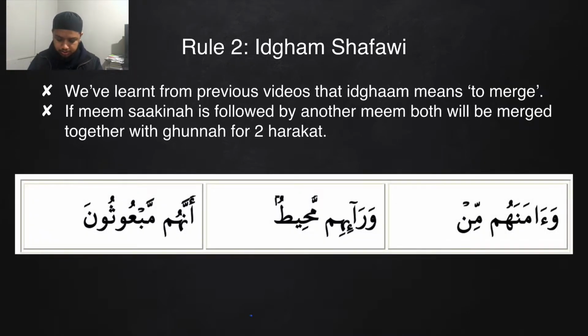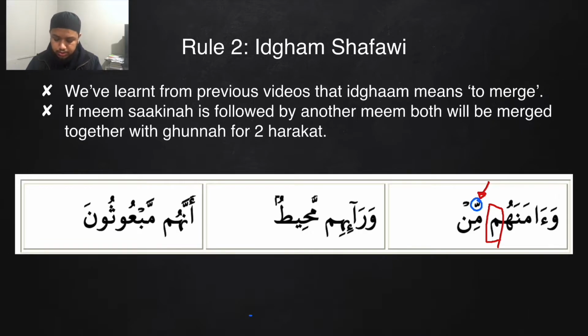And we have the examples below. We have وآمنهم. Here we have meem sakina and it is followed by another meem, and this is why usually you will see a shadda here anyway to remind you to do ghunna for 2 harakat. So it will not be read as min, it is وآمنهم.